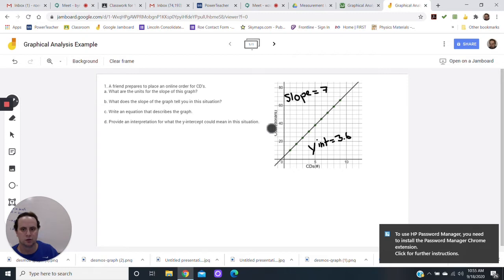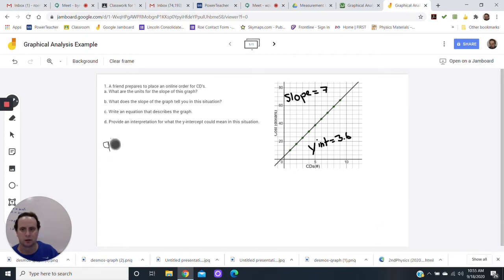All right, the units for the slope. The units for this slope are rise over run units. So dollars per number of CDs. So dollars per number of CDs.